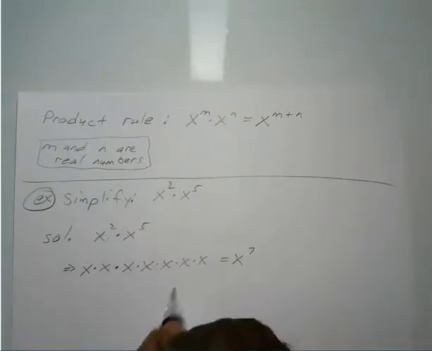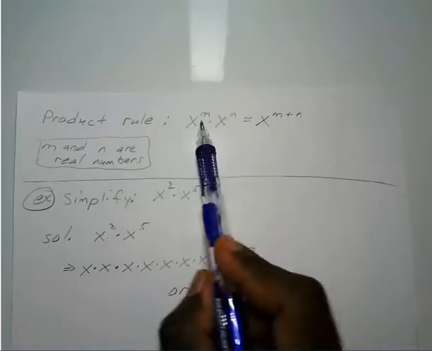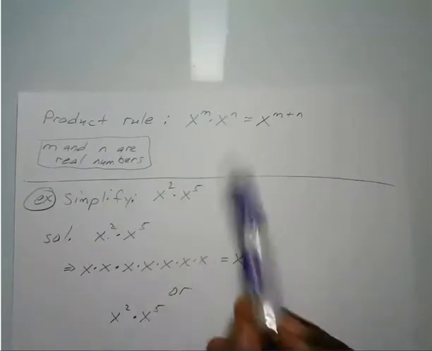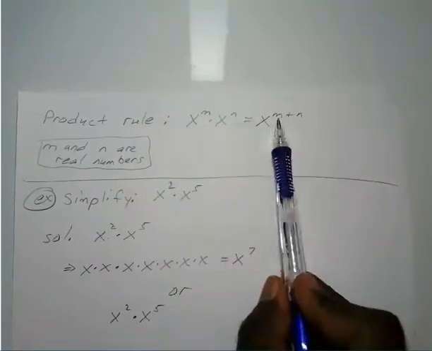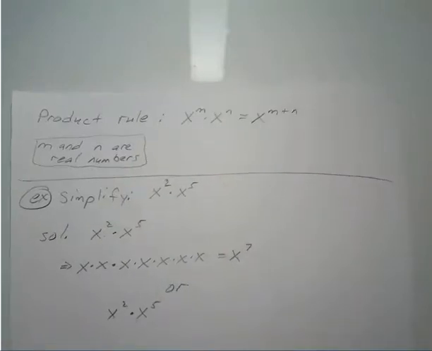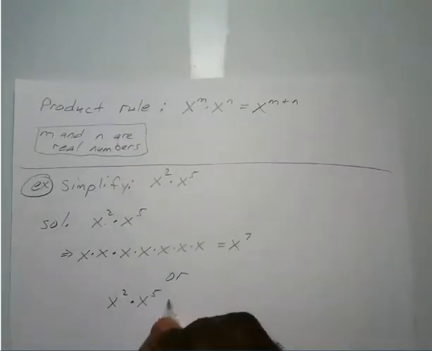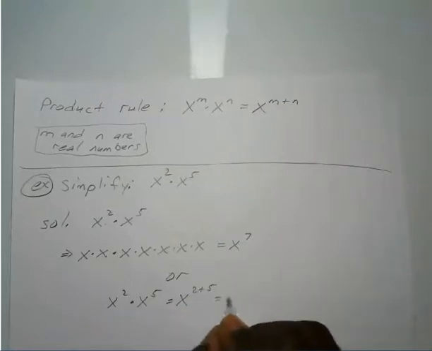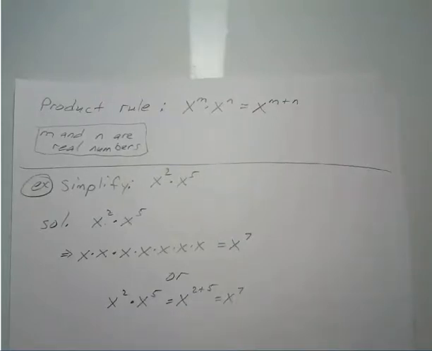Or you could just use that formula up here. x squared times x to the 5th. And remember, as long as the bases match, you just add your exponents. So you have x squared times x to the 5th equals x to the 2 plus 5, which is x to the 7th. So just adding your exponents is a whole lot easier.